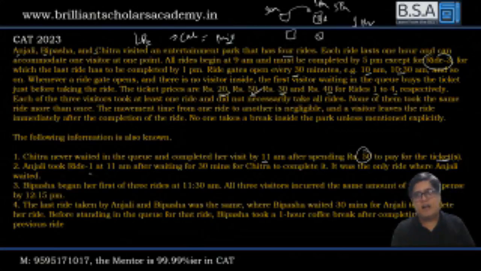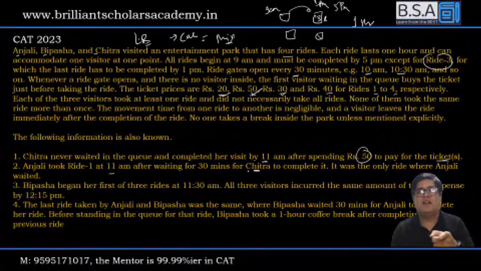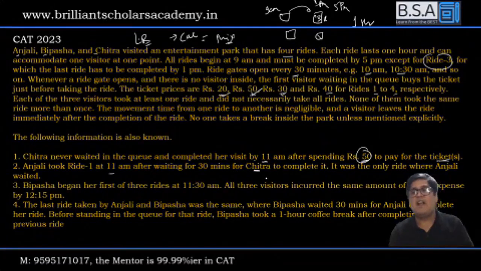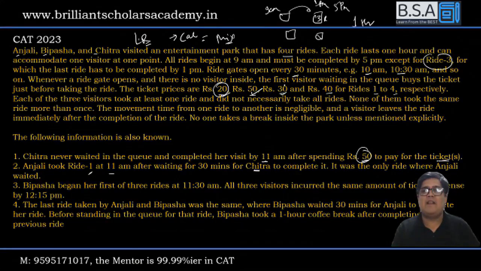अंजलि took ride 1 at 11 a.m. after waiting for 30 minutes for Chitra. चित्रा कितना खर्चा कर रही है? 50 रुपए. और उसके लिए कौन वेट कर रहा है? अंजलि इज वेटिंग. दैट मीन्स चित्रा वॉज ऑलरेडी इन राइड 1. सो चित्रा ने कौन से राइड किए होंगे? 1 as well as 2. ऐसा उनके बैक टू बैक राइड्स थे. इसका मतलब है चित्रा ने राइड 1 बाद में करी है, राइड 2 पहले करी है.